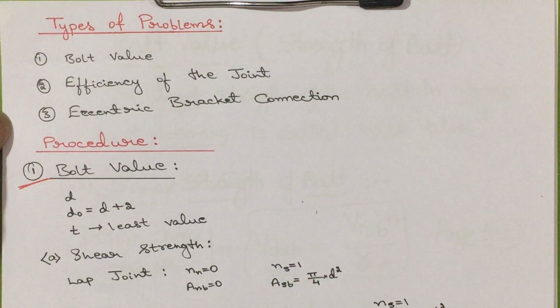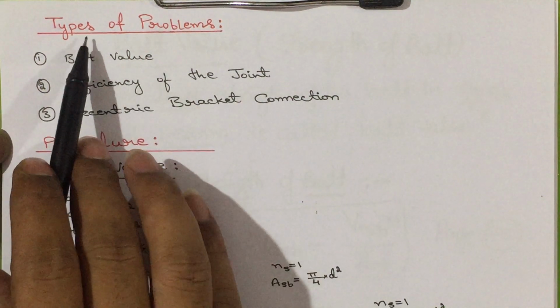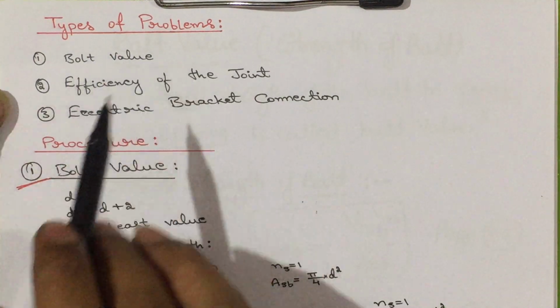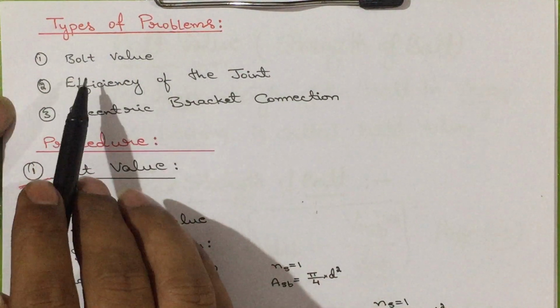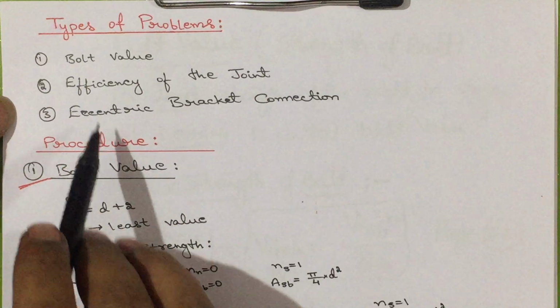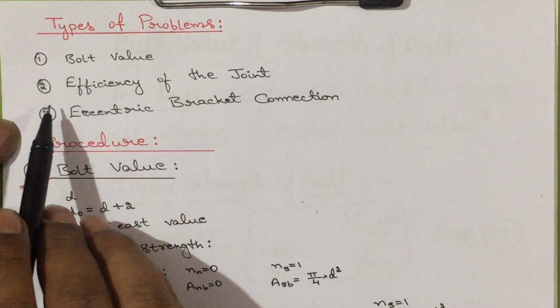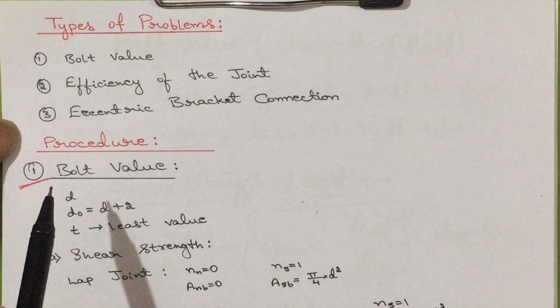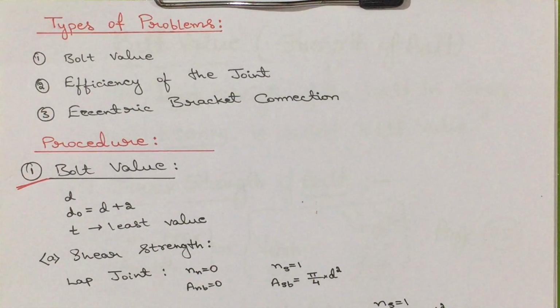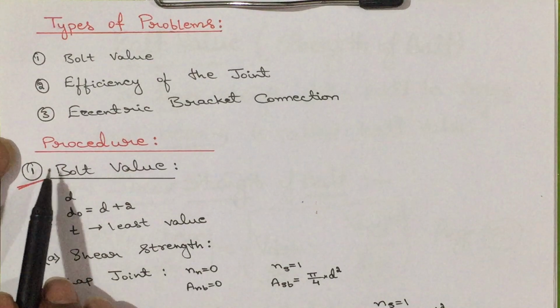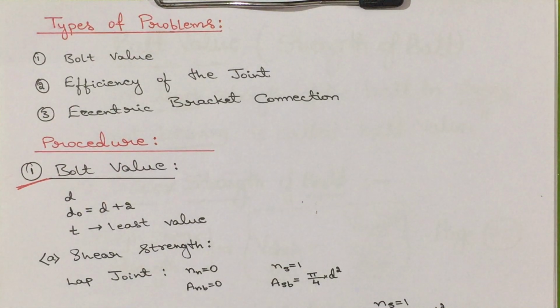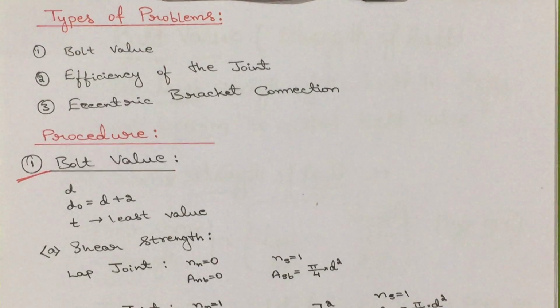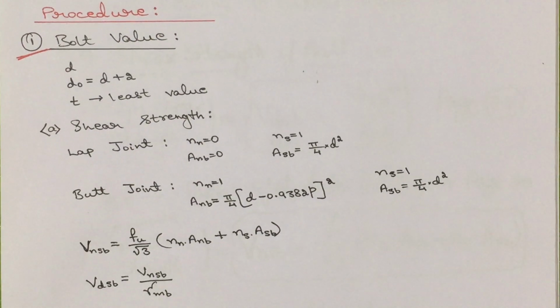Hi, welcome back. In this class, we are going to deal with types of problems. In bolted connection, we come across three types of problem, that is determination of bolt value, efficiency of the joint, and eccentric bracket connection. In this session, we are going to discuss determination of bolt value problems. Before going into the numericals, we should know the procedure for better understanding and better solving.